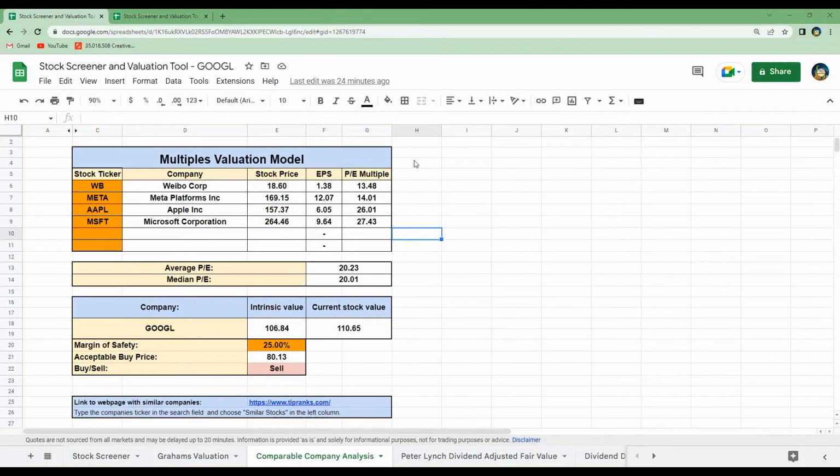The next model is the multiples valuation model, also called the comparable company analysis. Here we find companies that are similar to Google or operate in the same segments, and then we find the PE values of these companies and find the average PE, which is then multiplied by the earnings per share for Google. When we do this, we get an intrinsic value of $106.84, which is very close to the current stock price. So by applying our margin of safety of 25%, we get an acceptable buy price just above $80. And again, we don't get a buy signal using this model.